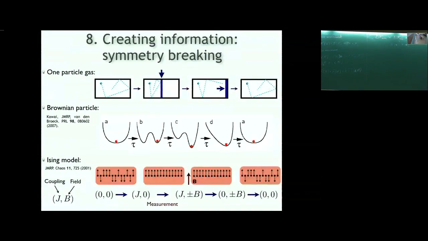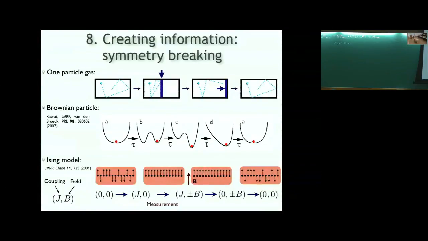And of course, this needs some work. Remember that the work necessary to measure is bigger than this. So we get this expression: the work necessary to measure, given by the free energy, is given by the mutual information.